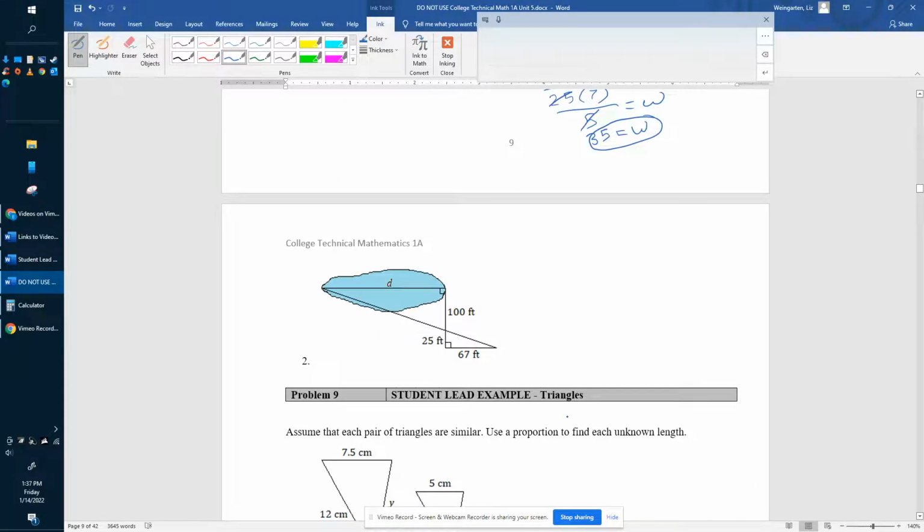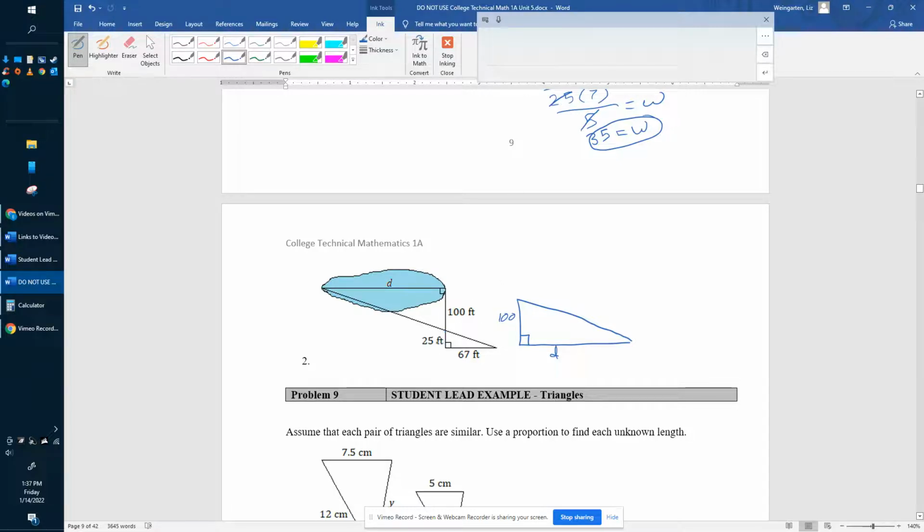How about this one? This one looks really weird. It's not lined up exactly the same as the triangle below it. But if we redrew it, now we have the right angle in the same area as the right angle. Make sure we label everything the same. The longer side that's adjacent to this right angle is D. The shorter side is 100. We're trying to find D, the distance here.